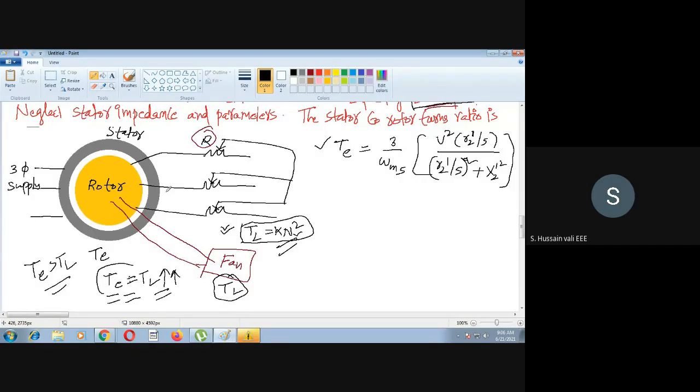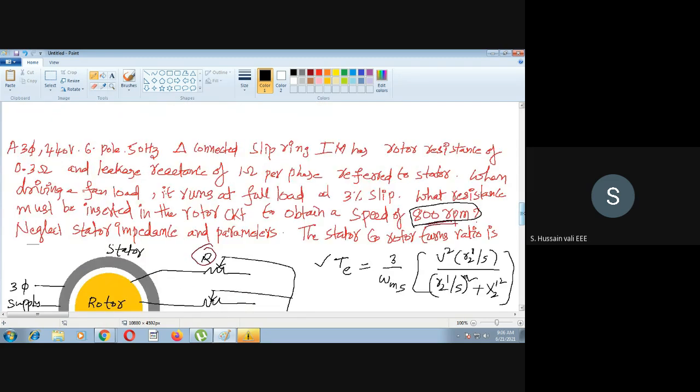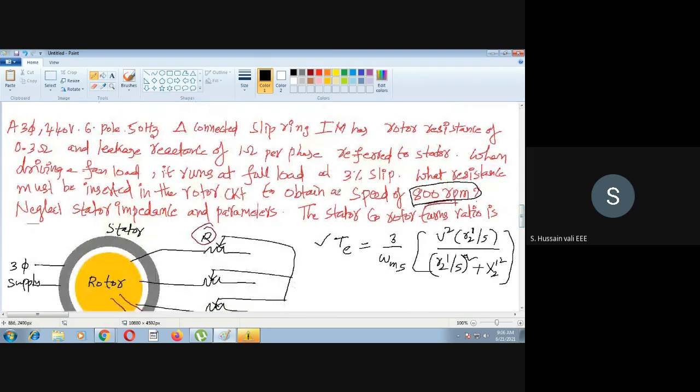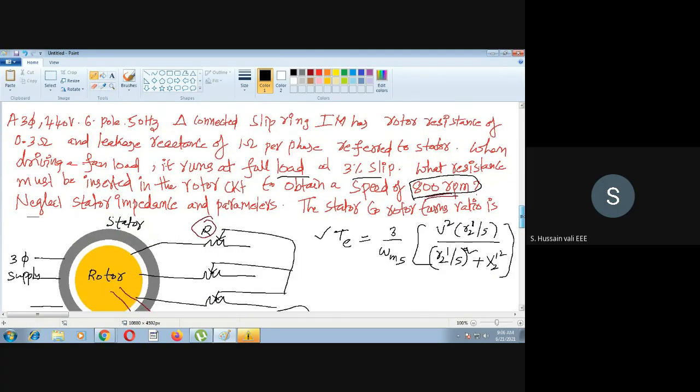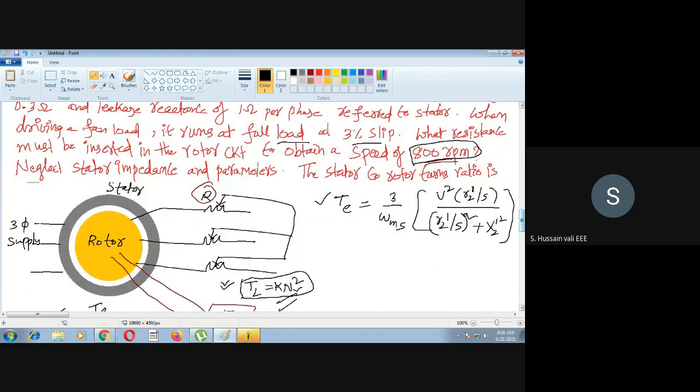So for that purpose, what is the R you will add here? Before that, first we'll do one thing. First of all, we will find out the full load torque. See here, when driving a fan load, it runs at full load at 3% slip. So first, we'll find out the full load torque here.